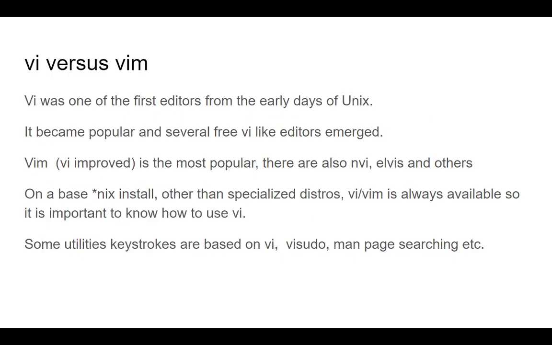So VI is very old. It's one of the first editors from the early days of Unix. And as with any open source software, it evolved. So the latest version that's used on most systems is VI improved, and it's the most popular. There are other versions of VI, feel free to use what you want. They all have the same basic command structure. And again, as I mentioned, it's a keystroke editor, so it's not what you're used to. It's not a Windows point and click. But again, it's very, very useful.